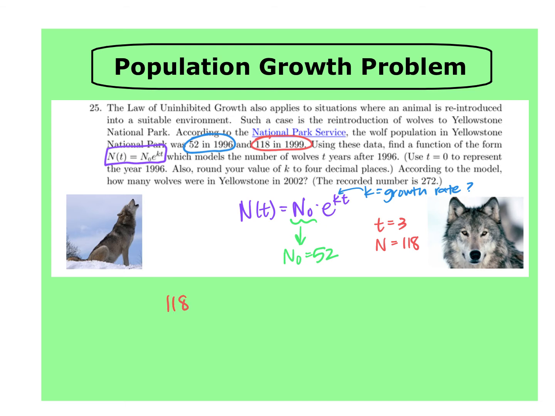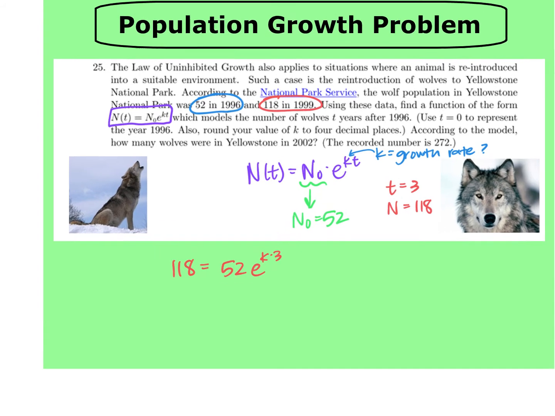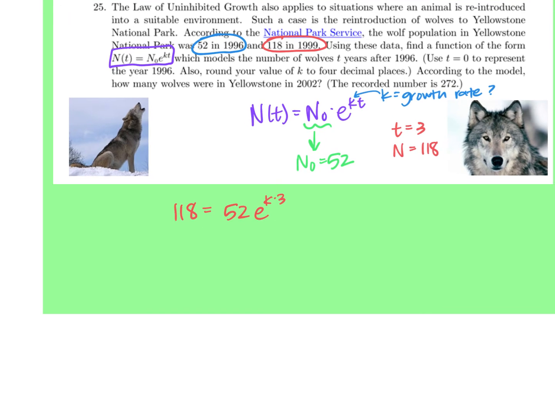If I plug in 118 for N, 52 for N naught, leaving e and k. e is our mathematical constant, k is our growth rate, t is 3. I'm going to divide both sides by 52. 118 and 52 both have a common factor of 2. So if I take that out, I'm going to get 59 over 26. On the right hand side, I'm going to get e to the power of 3k.